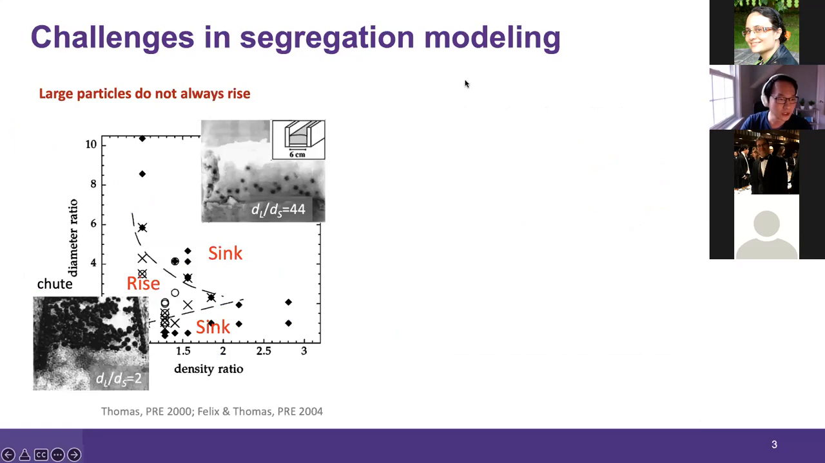One of the challenges is that, from what we observe in the lab, evidence has been there for a long time that although we usually consider large particles to rise to the surface, large particles do not always rise. It depends on the density ratio and size ratio of the particle species, and you can observe a pretty rich behavior of rise-sink transition when we change the density ratio and diameter ratio.